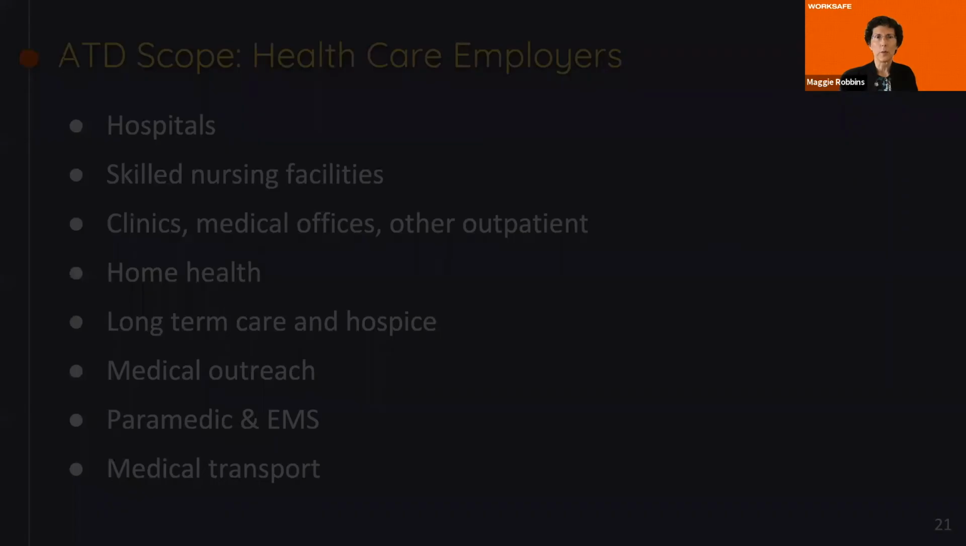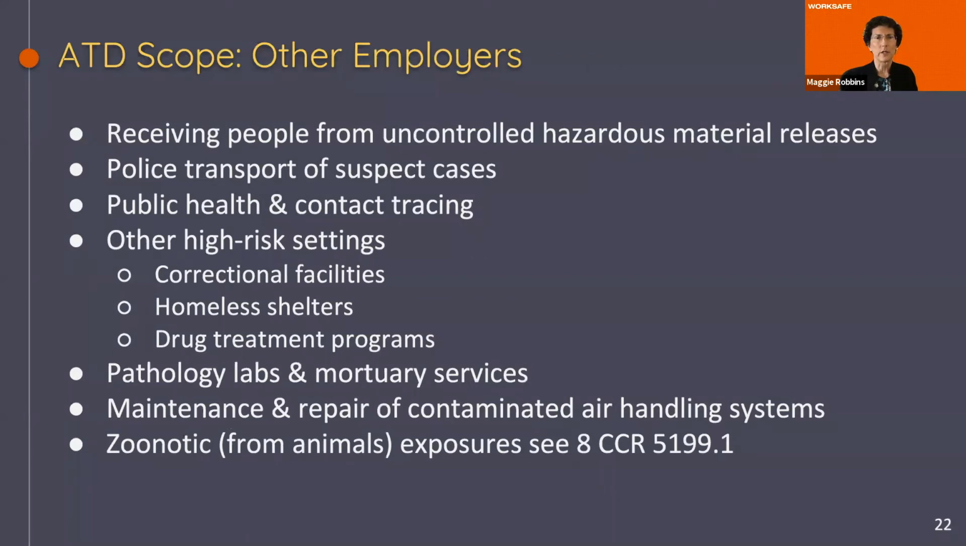Other types of employers also have obligations under the standard, and they're a disparate set. It would include people who might transport suspected COVID cases, people who might receive patients coming from a hazardous material release, which could include a biological materials release, and people who do public health work, such as contact tracing. There are other high-risk settings where transmissible diseases might well be present, as listed there.